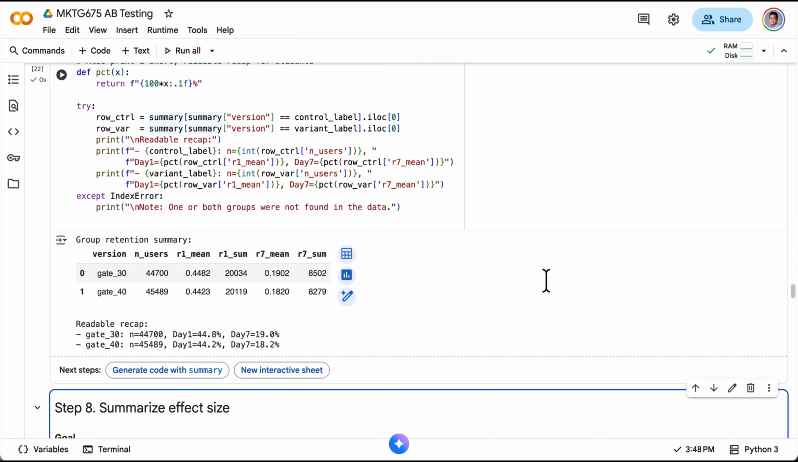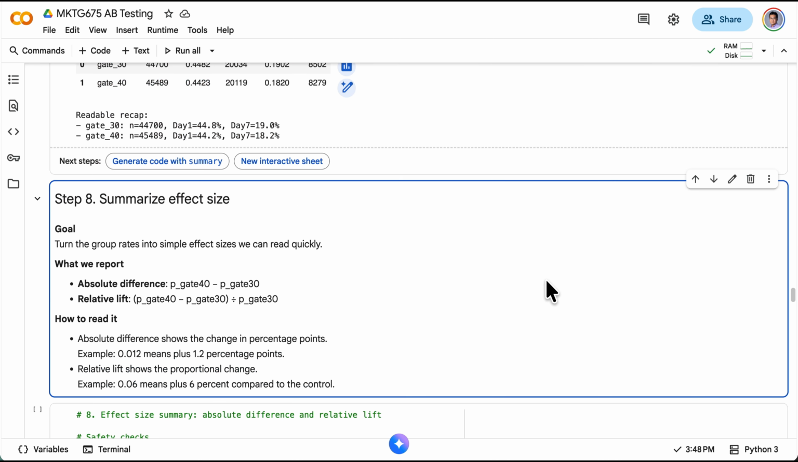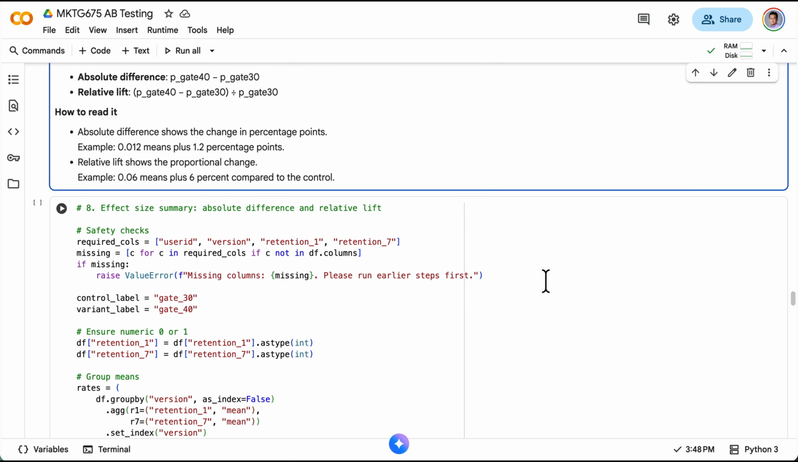So, descriptively, gate 30 is a little higher on both Day 1 and Day 7. The important message is, right now these are just averages, not proof. They tell us what we see in the sample, but not yet whether the differences could easily come from random variation. In the next step, we turn these rates into effect sizes, absolute difference in percentage points and relative lift, and then we will run a formal test to check if the gaps are statistically meaningful.